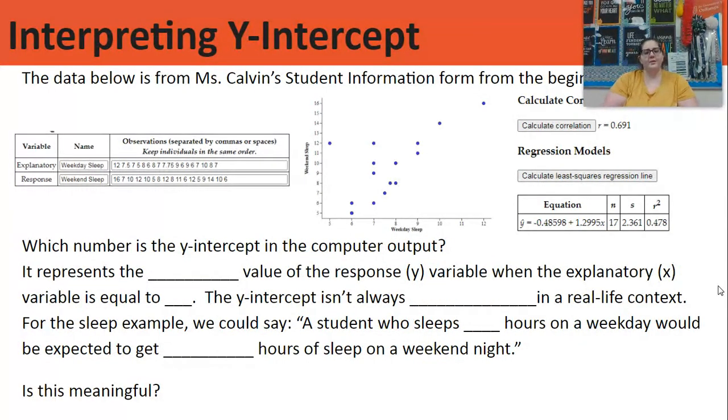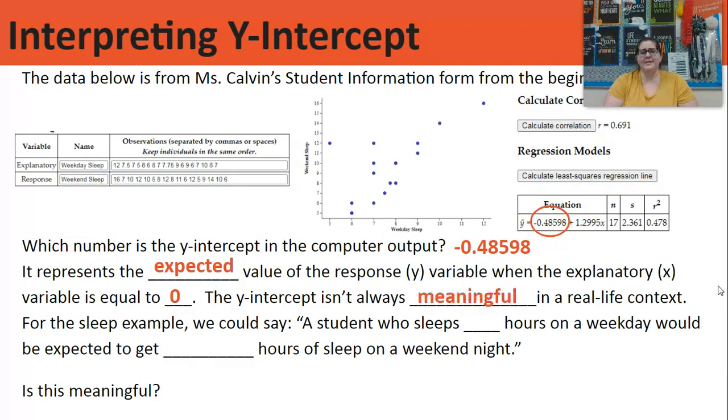So let's now talk about the y-intercept. The y-intercept in our regression output is the number that's all by itself, that doesn't have the x next to it. In this case, it's negative 0.48598. We could round that. It's not a big deal. But remember, your y-intercept tells us where this regression line would cross the y-axis. In other words, it's the value of y that we would expect when x is 0, because on the y-axis, x is 0 and y is a number. In words, it represents the expected value of the response variable, the y variable, when the explanatory variable is 0. So when x is 0, this is what y is expected to be.